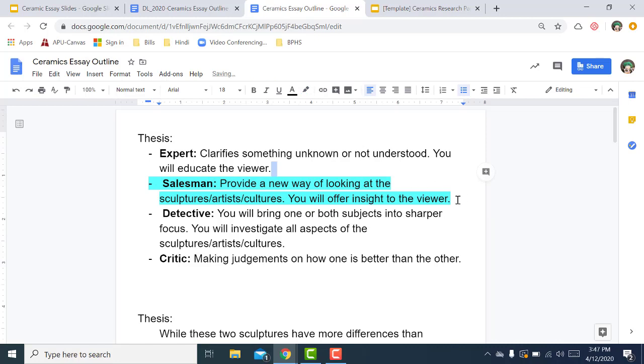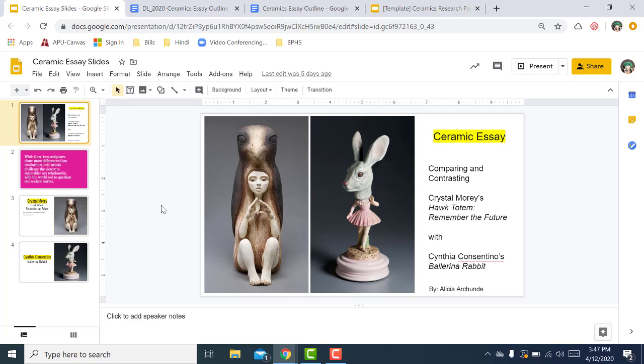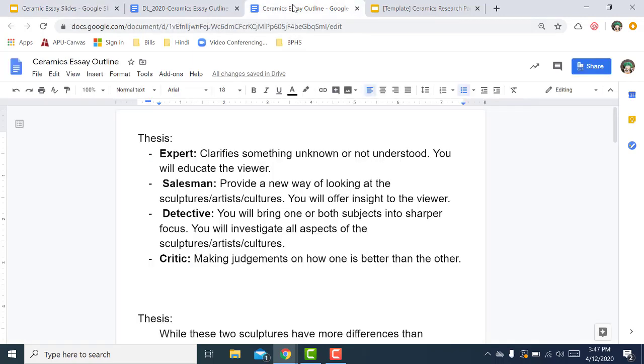Now, you do not have to pick this one. Obviously, this is something that I've worked on because I've been researching a lot about these two. Maybe you want to be a critic. Maybe with your artists, what you're going to say is why one is better than the other. You're going to talk about their similarities. You're going to talk about their differences. But the whole main idea is that this one is better than this one. And you're going to prove it with their similarities, with their differences.